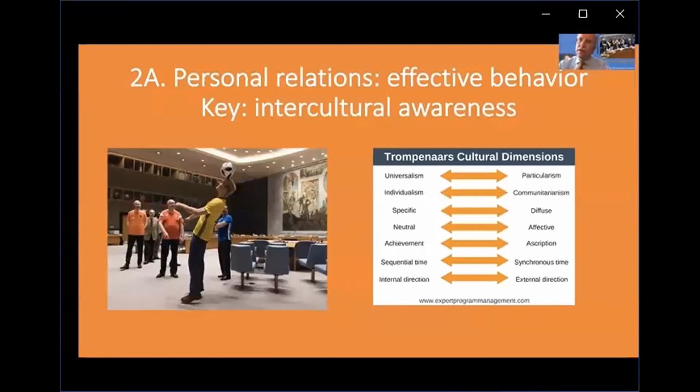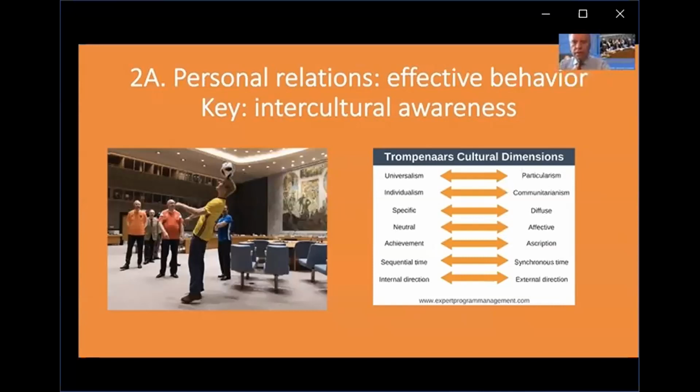neutral versus affective, internal direction, external direction. And if you have these kinds of prisms, you can look through the two opposing terms, and you can basically identify a culture where they are on the scale between the two terms. And there are two more books I can really recommend.